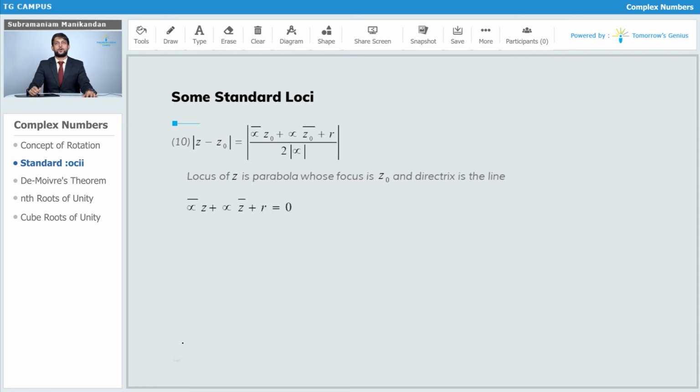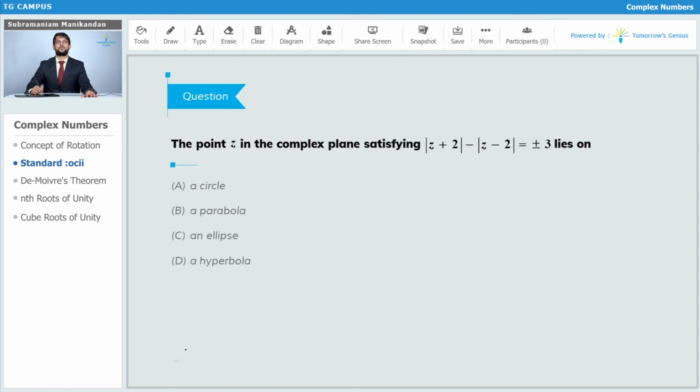Finally, modulus of z minus z naught is equal to alpha bar z naught plus alpha z naught bar plus R divided by 2 alpha. The locus of z is a parabola whose focus is z naught and directrix is the line alpha bar z plus alpha z bar plus R is equal to 0.